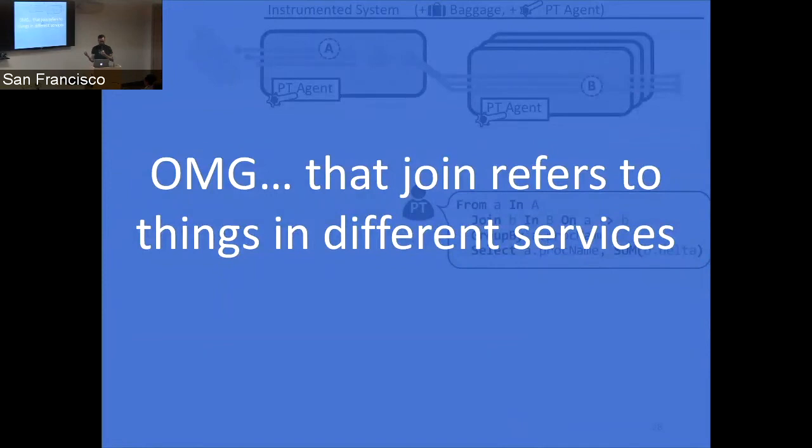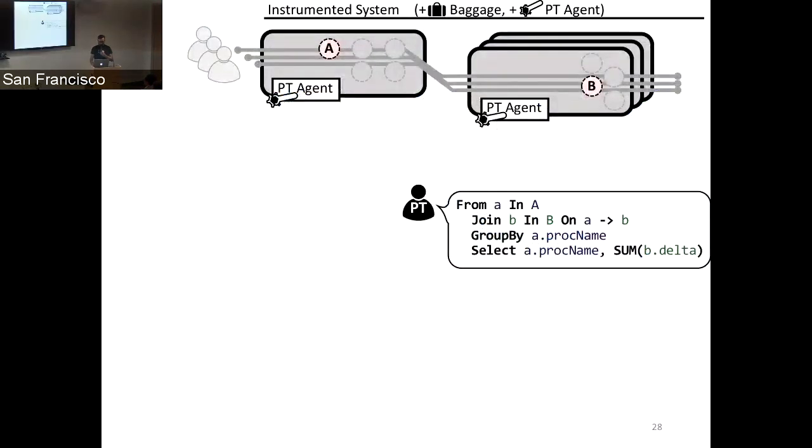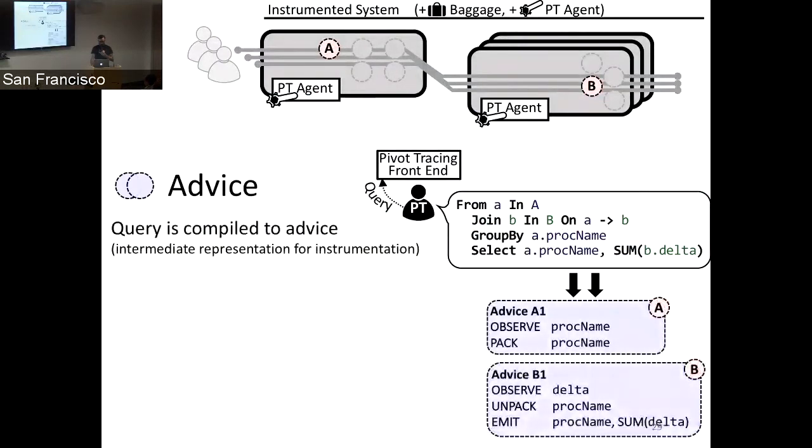So to me, it's incredibly exciting that this join, like the A and B, could be in completely different systems in your distributed architecture. Like you could have 500 microservices and those can refer to completely different things. And to me, that's just an incredibly powerful thing that you can just write this query and run that on your system, and the performance degradation can be negligible for reasonable queries. So pivot tracing front end has a thing called advice.